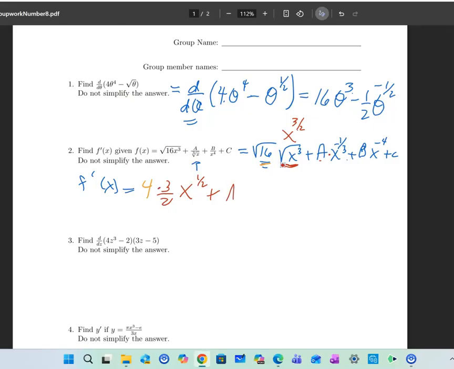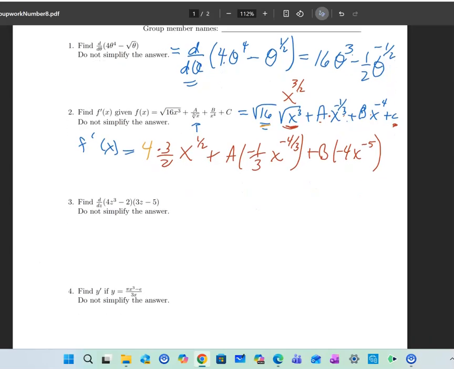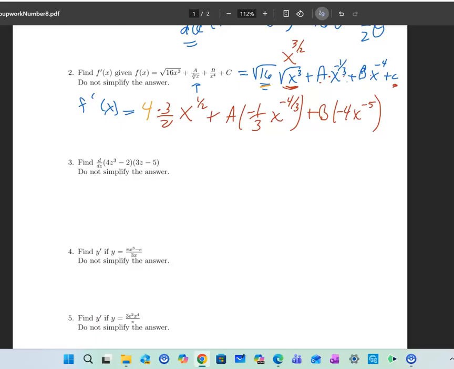So I'll have plus a, and I'm going to bring the negative 1/3 down, x, and I'm going to subtract 1 from that 1/3, so I get negative 4/3. Plus, carry the b along, and it's multiplied times this x term, negative 4 x to the negative 5. And then the derivative of this c term, since it's by itself, it's a constant, the derivative is 0. And it's okay right now, you could just leave it like this, but you could fix it up if you'd like. Mostly I just want you to exercise your muscles of taking the derivative.